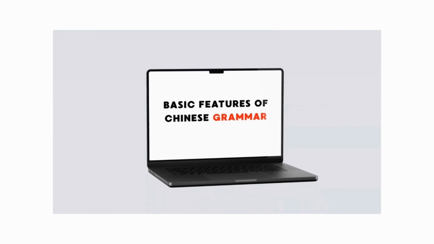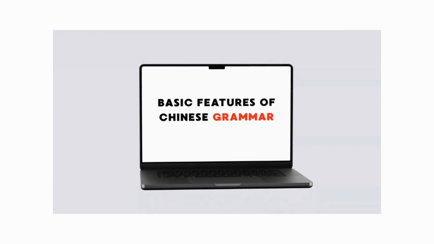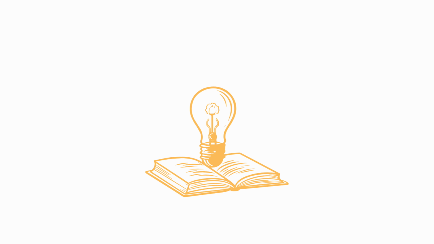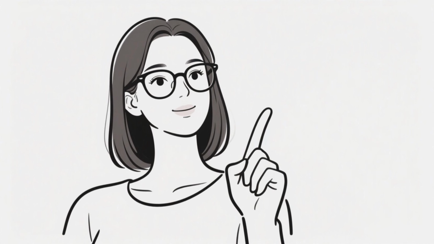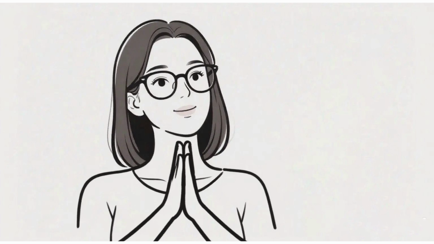In this lesson, you will learn the basic features of Chinese grammar. We're not diving into complicated sentence patterns just yet. Instead, we will look at some general facts about Mandarin grammar that apply almost everywhere. These will help you get a real feel for how the language works. Ready? Let's get started. Let's talk about word order first.